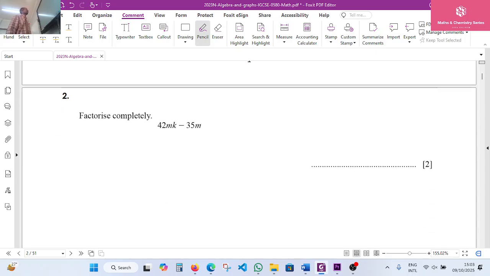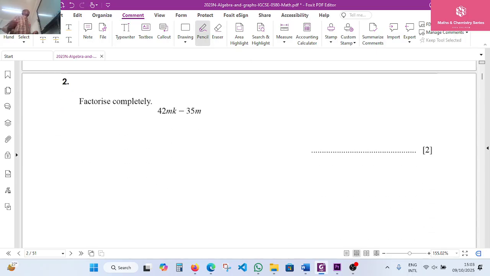We are interested in factorizing completely. When you are factorizing, what's important is to look at the nature of the terms that we find within the expression. Here we have coefficients and variables, so we might treat these terms independently. Let's deal with the coefficients themselves. 42 and 35, they have highest common factor of 7. Then we move on to mk and m. The highest common factor there is going to be m.